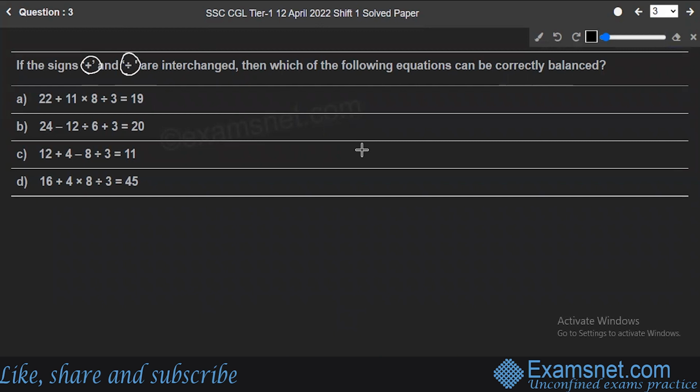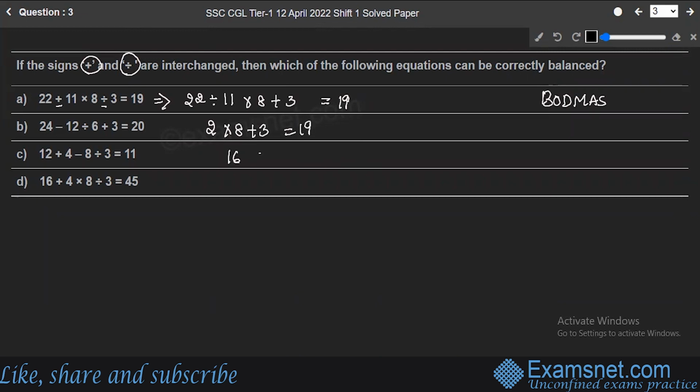All right. So see, the plus will be changed into division, and the division will be changed into plus. So this will become 22 divided by 11 multiplied by 8 plus 3. This should be equal to 19. Correct? So now, according to BODMAS, you have to do the division first and then multiplication, then addition, and then subtraction. Right? 22 divided by 11 will give you 2. Multiply by 8 plus 3 should be equal to 19.